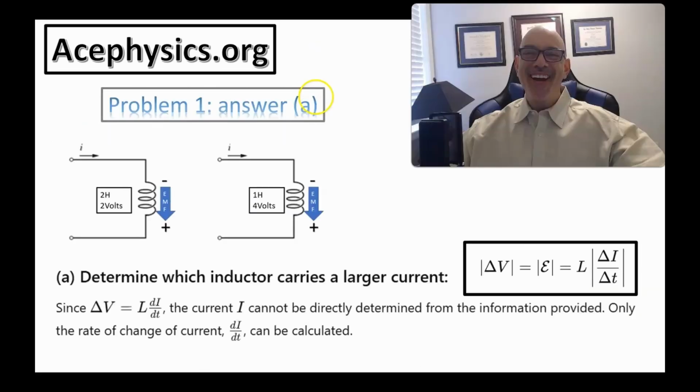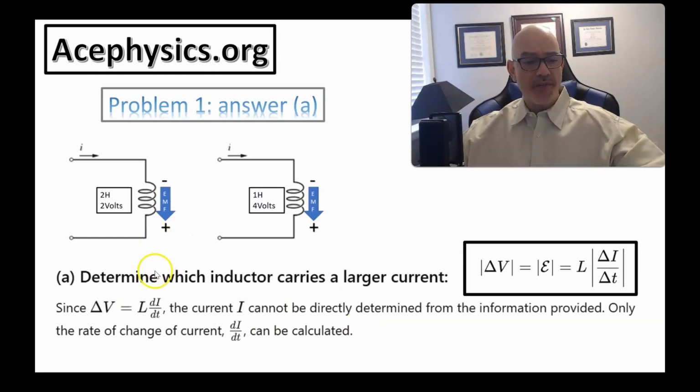And here's the answer to problem 1A. There are 2 inductors, and we're given that one inductor is 2 henries and has a back EMF of 2 volts. There's also a 1 henry inductor with 4 volts of back EMF. And we're asked to determine which inductor carries the larger current. Faraday's law tells us that the magnitude of the back EMF over the inductor is equal to L di/dt. If the current changes through the inductor, there will be a back EMF which works to oppose that change.